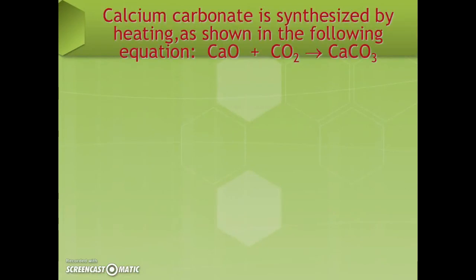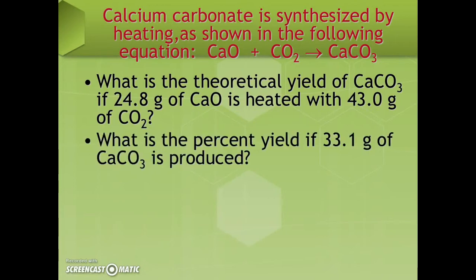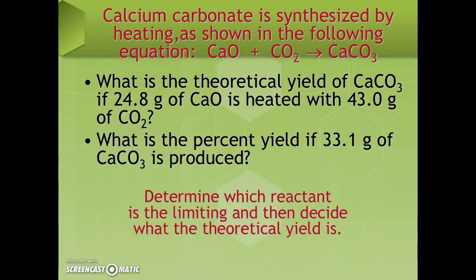Okay, so in order to calculate the yield then, let's try an example right from the beginning and walk through it again. So let's take the case of heating calcium oxide in carbon dioxide to get calcium carbonate. So our question on our exam is, what is the theoretical yield of calcium carbonate if 24.8 grams of calcium oxide is heated with 43 grams of carbon dioxide? What's the percent yield if we get 33 grams of calcium carbonate?